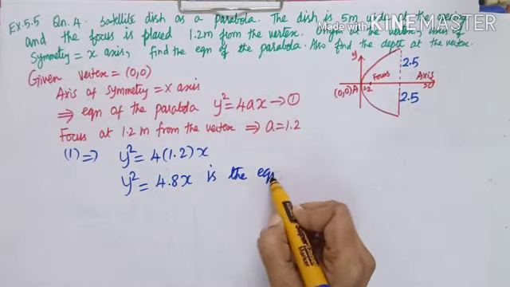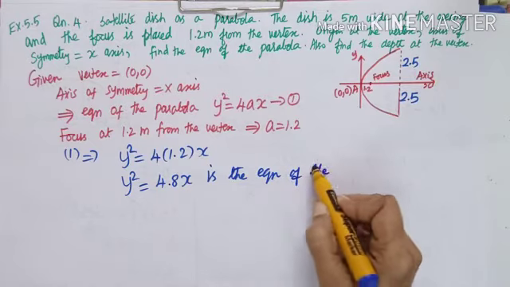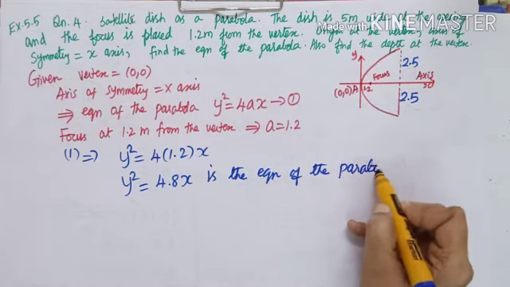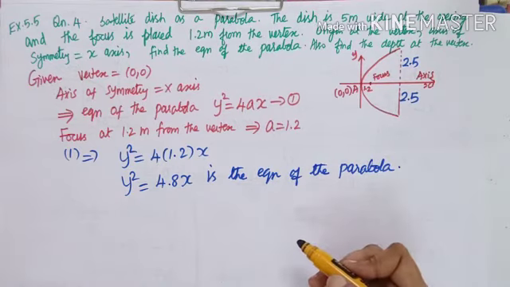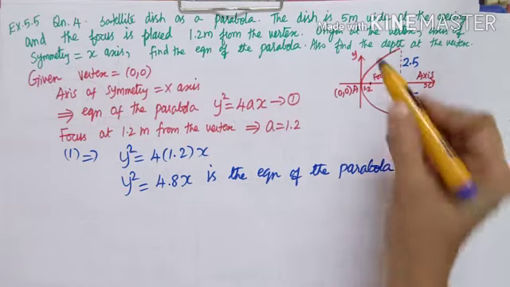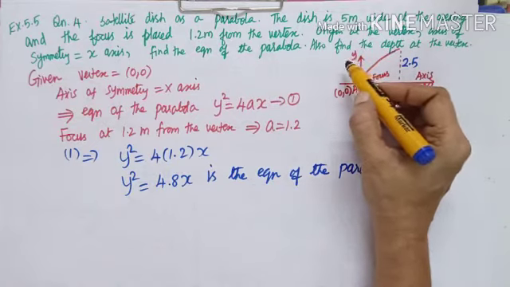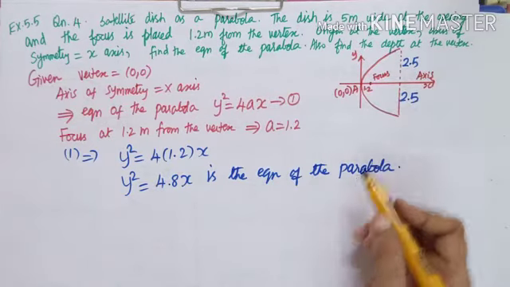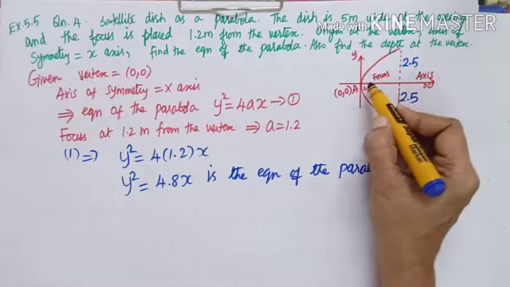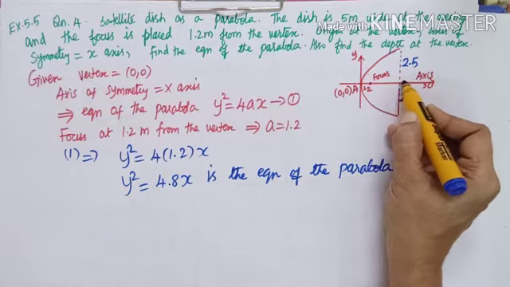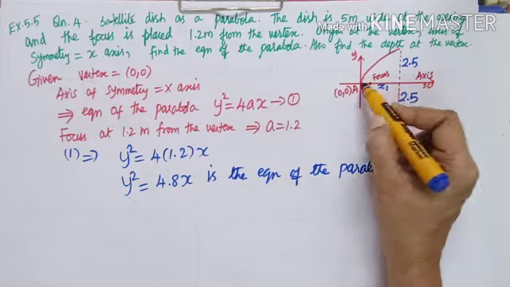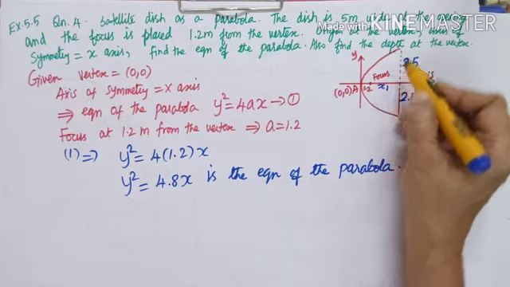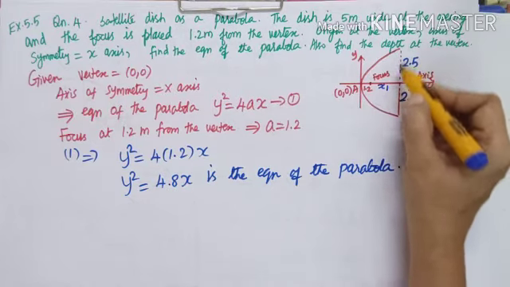So the first question is find the equation of the parabola, which we have found out as y square equal to 4.8x. The second part of the question is find the depth at the vertex. Depth at the vertex means this full thing we need. So call this as x1.